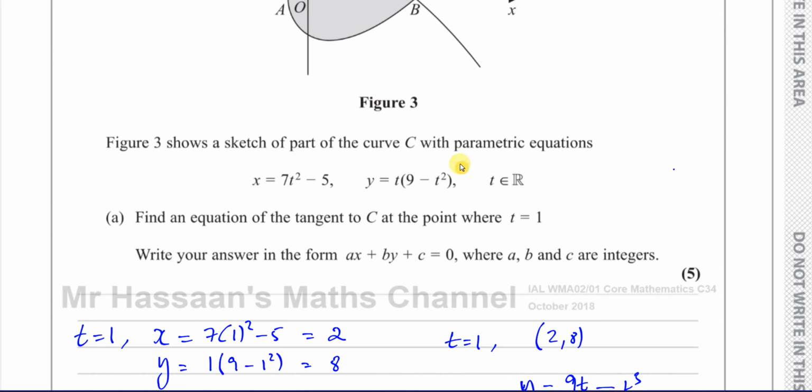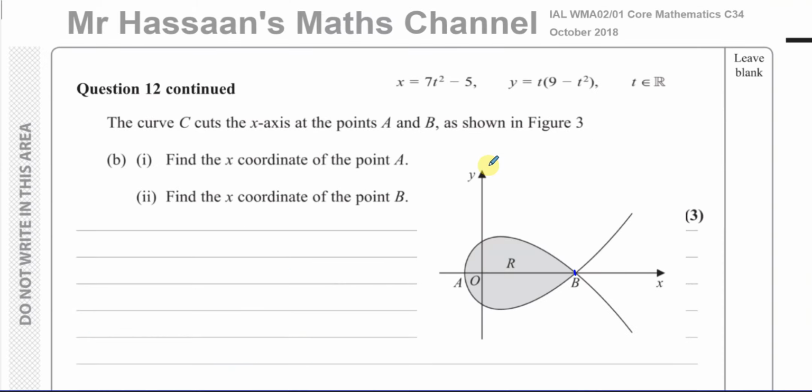Now for part B. It says the curve C cuts the x-axis at the points A and B as shown in figure 3. We've got to find the x-coordinate of the point A and the x-coordinate of the point B. So we can see that it cuts the x-axis. Something cuts the x-axis when y equals 0. That's a basic fact. Anywhere on the x-axis, y is equal to 0.